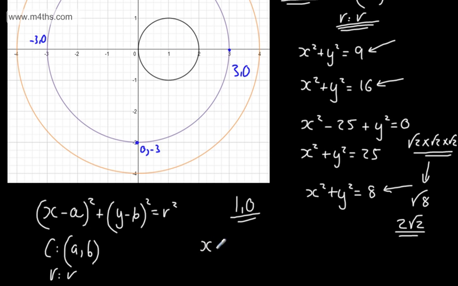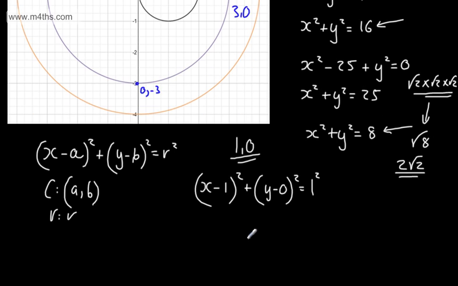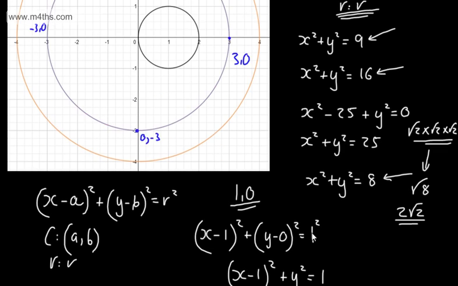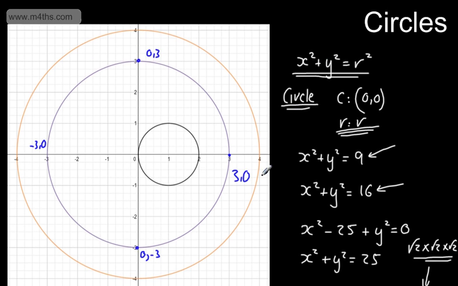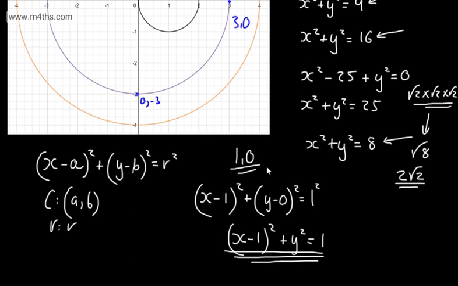So we could write this as (x − 1)² + (y − 0)² = 1². Just tidying that up, we'd have (x − 1)² + y² = 1. And you now realise why we just have x² + y² = r², because it's (x − 0)² + (y − 0)² = r². So that is the equation of a circle.